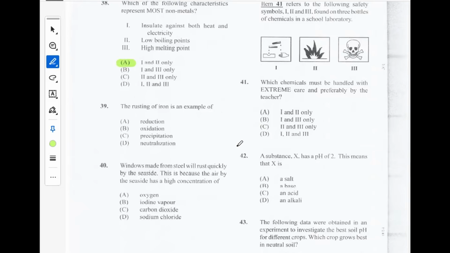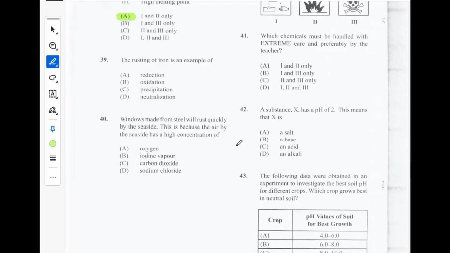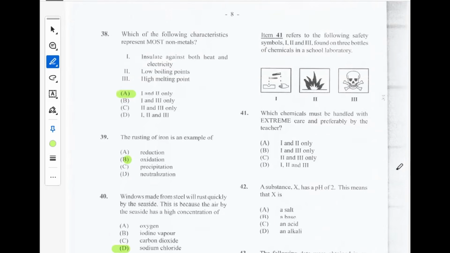The rusting of iron is an example of oxidation. Oxidation is what causes it. Windows made from steel will rust quickly by the seaside. This is because the air by the seaside has a high concentration of oxygen, iodine vapor, carbon dioxide, sodium chloride. The salt, they're by the seaside, sodium chloride is salt. So what is D?